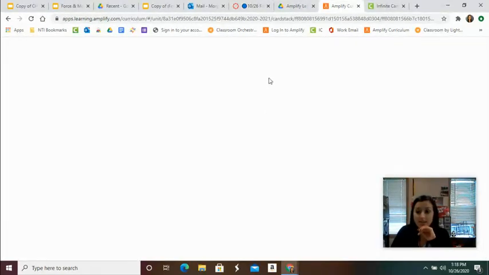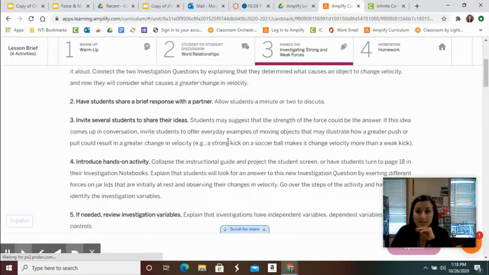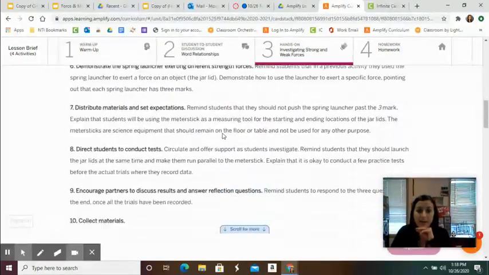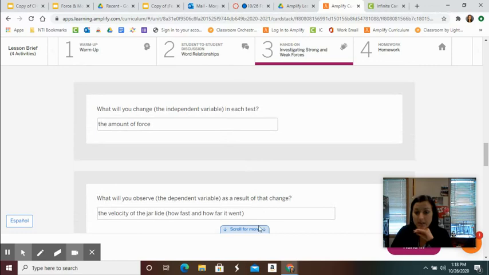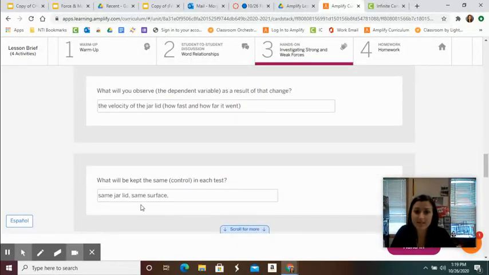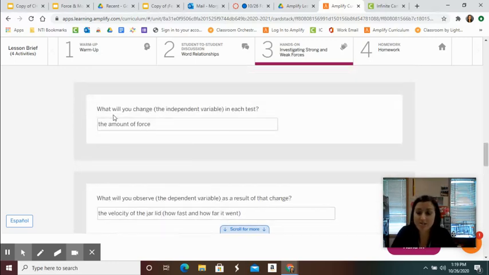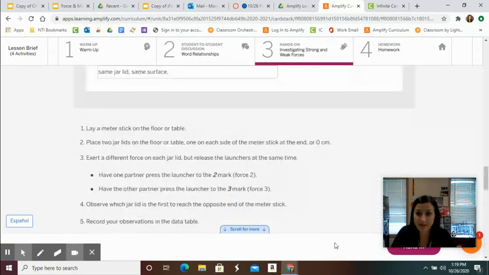When you go into activity 3, there's going to be some questions. When you scroll down through activity 3, you're going to see that I actually filled some in because we were talking as a group about it. The first 2 questions have to do with variables, and this might be something you forgot about: independent versus dependent variables. We talked about how what we're changing in each test is the amount of force, because we're either doing a level 2 or a level 3, so either a medium strength force or a strong force. That changed. Then we are observing the velocity of the jar lid, which means how fast and how far it went. We are keeping the same jar lid and same surface. Pretty much everything is the same. The only thing we're changing is the amount of force. Then you're going to go down here, answer these questions, and click hand in.